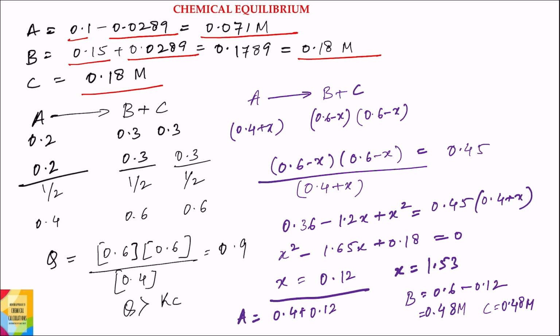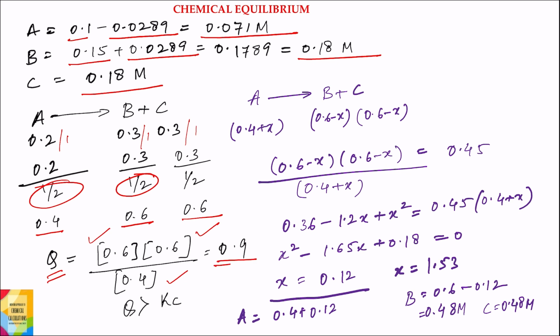Now when the volume is halved, again this is the initial concentration of A, B and C. When we halve the volume, in the denominator half of 1 is half, so this will become 0.4, 0.6, 0.6. So this is the new concentration of A, B and C, and again the reaction has to take place either in forward or reverse direction to attain equilibrium. Now we will find out the value of Q. So concentration of B multiplied by concentration of C divided by concentration of A, which is equal to 0.9.